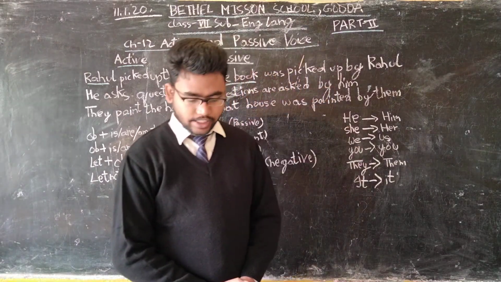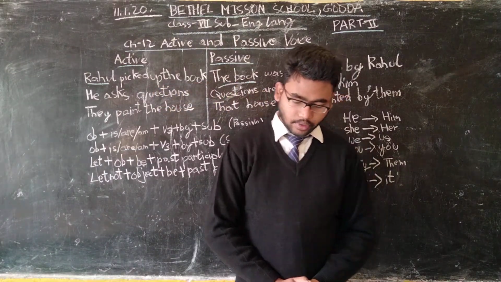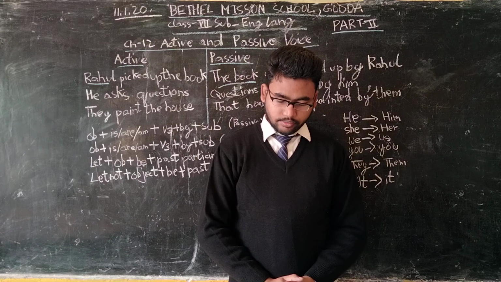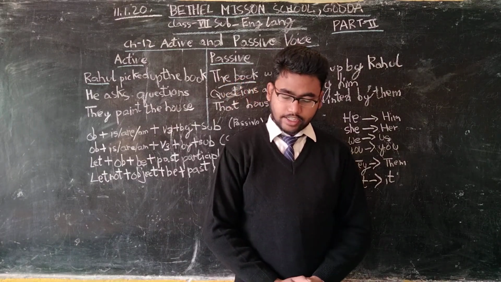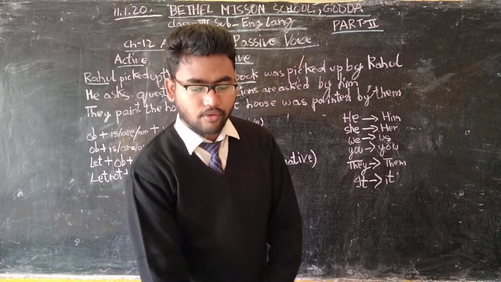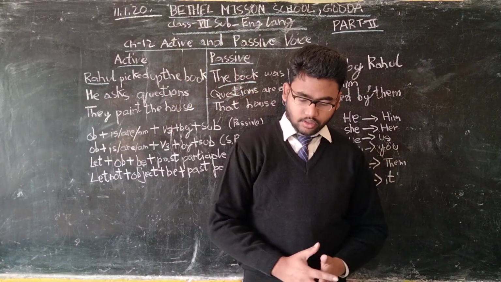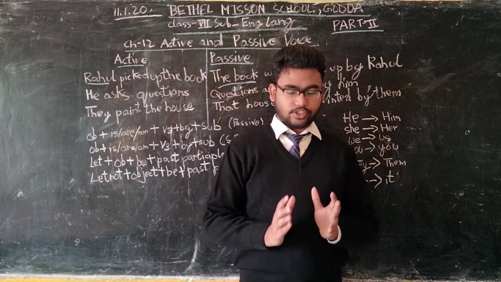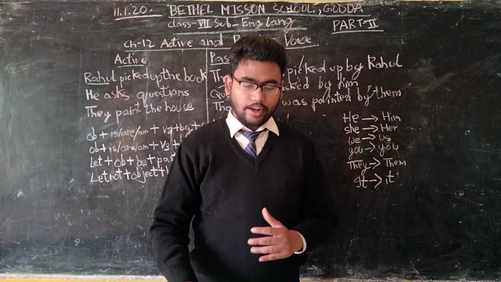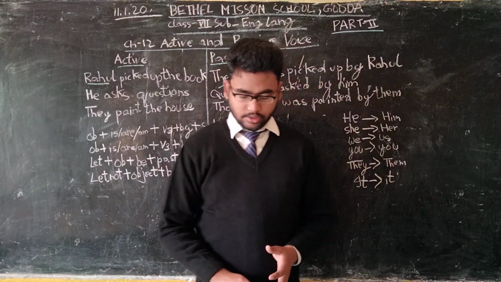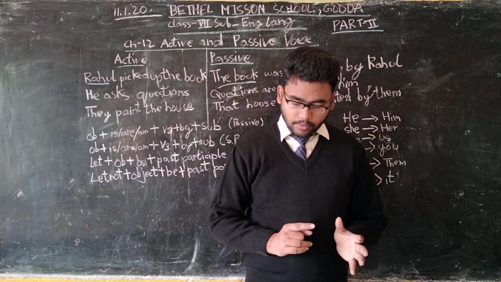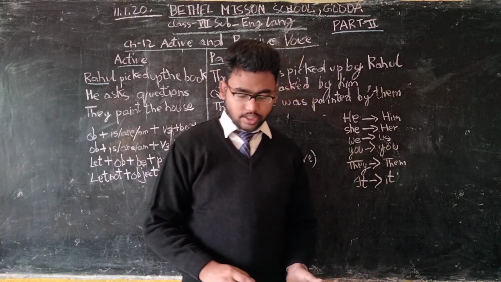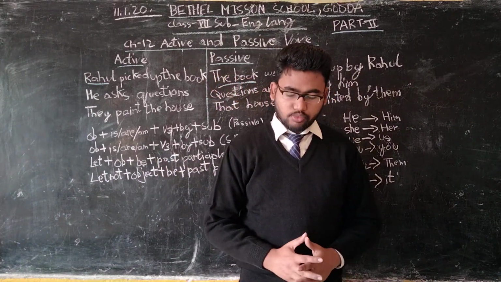So what is active voice? See, in most cases the subject is the doer of the action and the object of the sentence is the receiver of the action. For example, Aditya had a piece of fish. Aditya is the subject, piece of fish is the object. Let's change this into passive voice. Piece of fish was eaten by Aditya. Piece of fish becomes the subject instead of Aditya, and Aditya becomes the object.